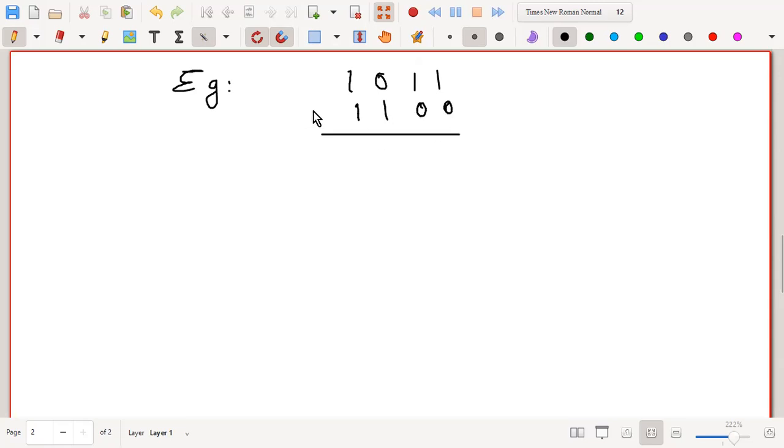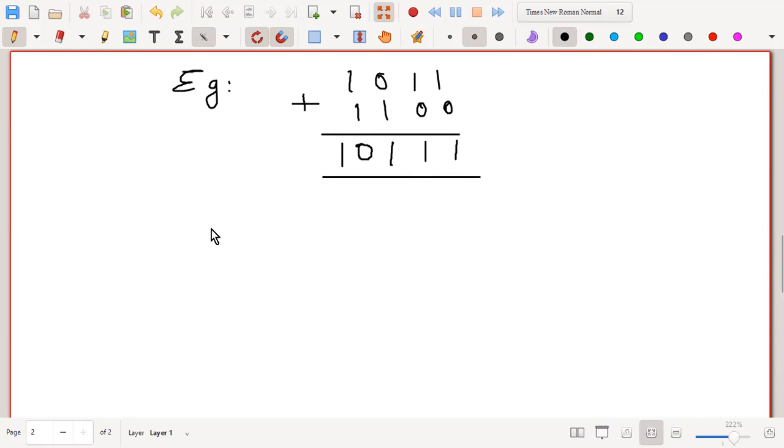1 1 0 0. So 1 and 0, if you add, the sum is 1. 1 and 0, the sum is 1. 0 and 1 also, the sum is 1. Now 1 and 1, what is 1 and 1? The sum is 0 and there is a carry generated. In this way, you can do the addition. So this is your carry.